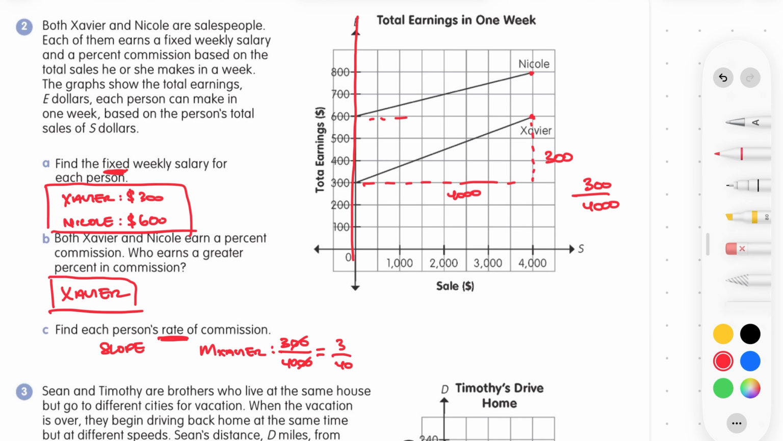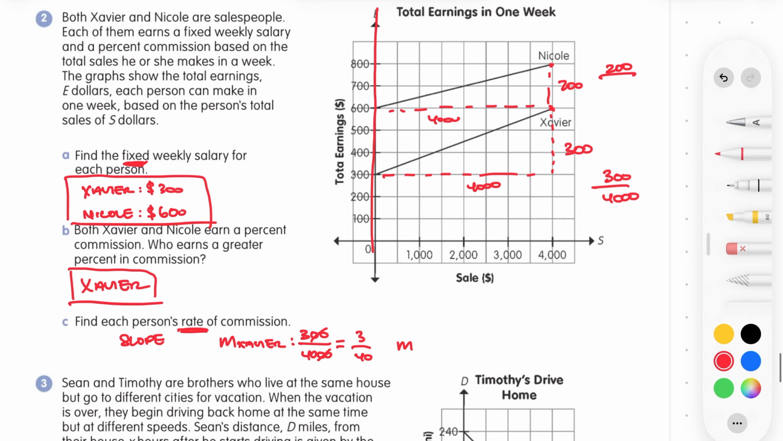Then for Nicole, take a look at the slope here. We're going to ignore everything that's Xavier's. 800 minus 600 is 200, and it is for the 4,000. So the M, I'll write down the top two, 200 divided by 4,000. So M of Nicole is 200 over every $4,000 that she sells, which makes this 2 over 40, which makes this also 1 over 20. And so that's my answer for her there.